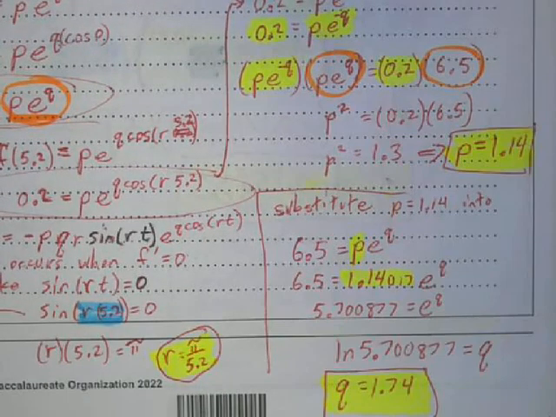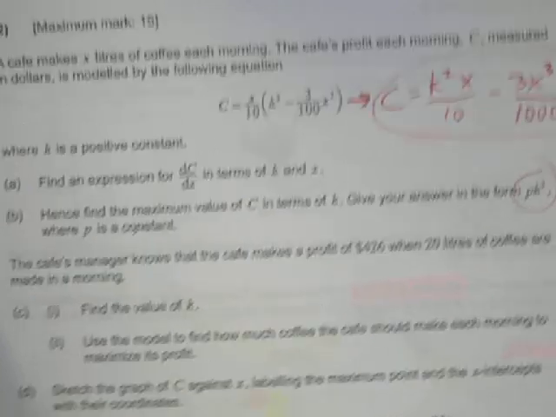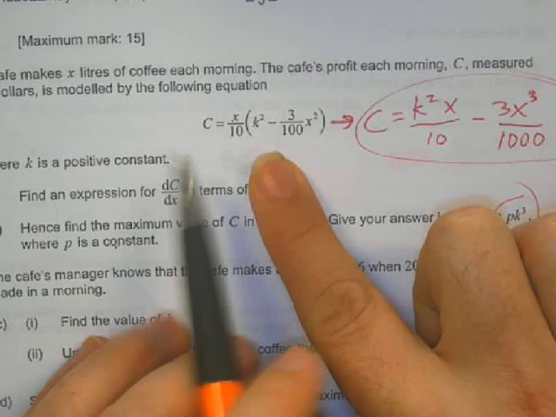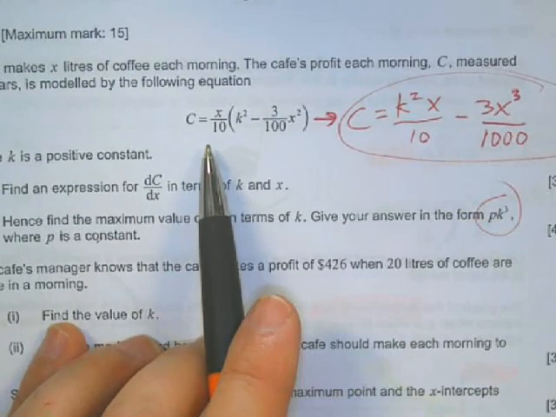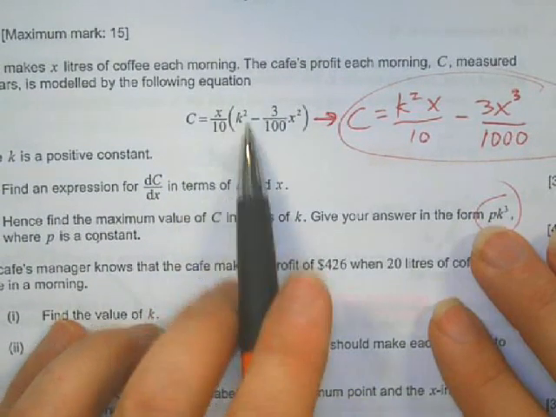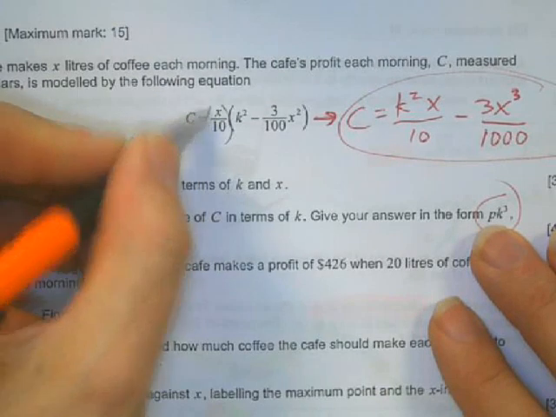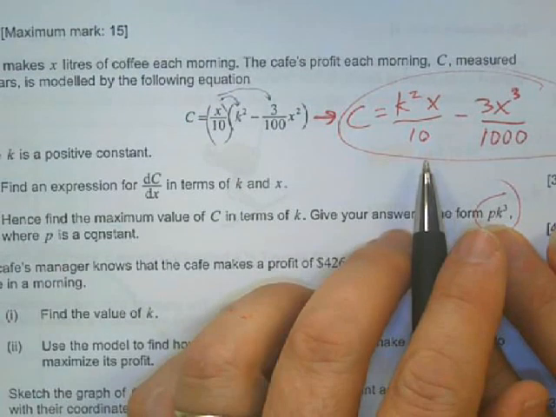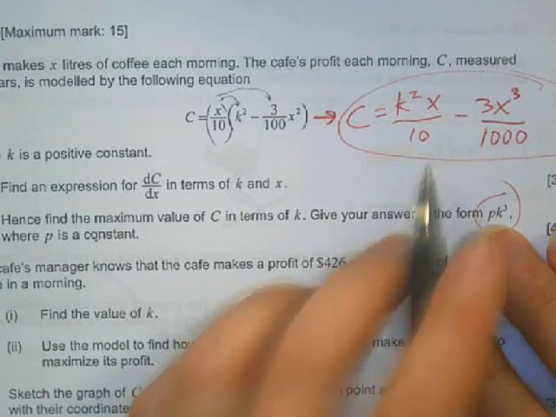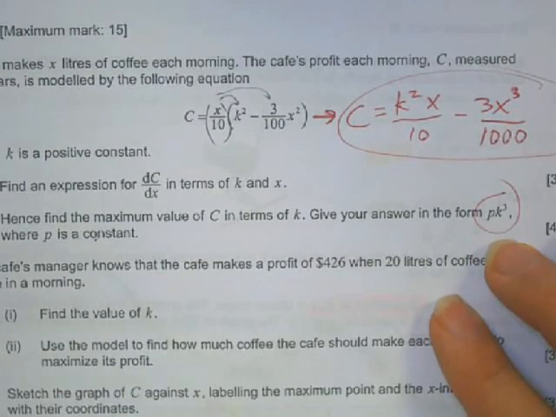Okay, let's do question number 6 now. Question number 6 starts off with this function here. To make things a little simpler, I did the distributive property with the x over 10 to get this. Okay, remember, at any time hit pause.